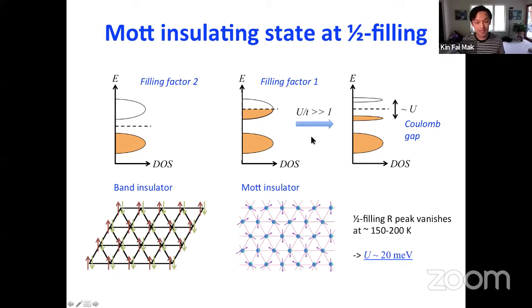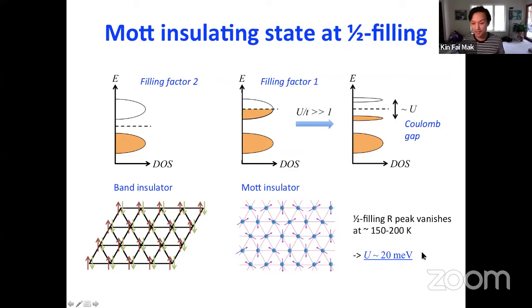But in the Hubbard model, you would expect that in the large U over t limit, the large on-site Coulomb potential will open up a charge gap in the system on the scale of U, so that it prevents electrical conduction, and the system will turn into a Mott insulator. And the size of the gap, we can get an estimate from the temperature dependence. The filling factor 1 peak, or half filling resistance peak, maxes out at a temperature of about 150 to 200 Kelvin. That will give us a very rough estimate, and I want to point out that this is very rough, of the energy scale of U that is on the order of 20 milli-electron volts in the system.